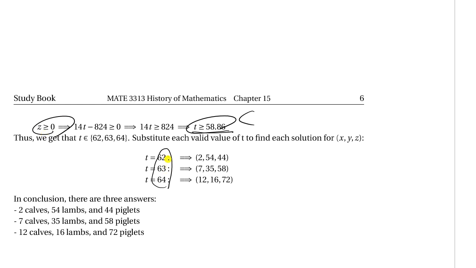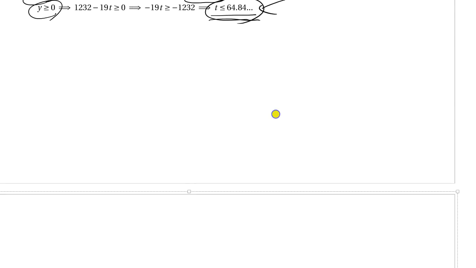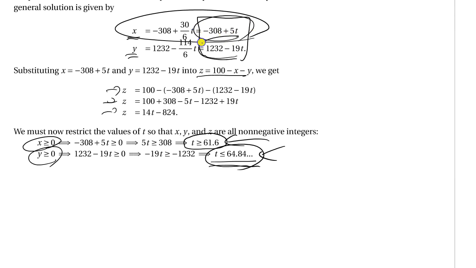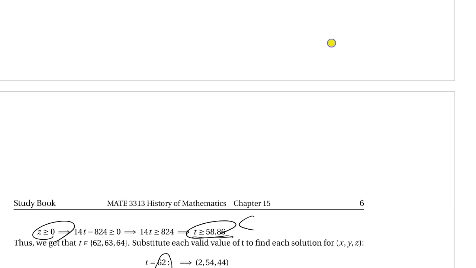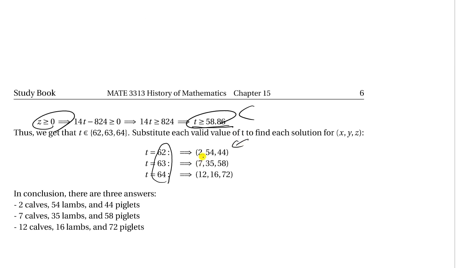And when you put these t values into the general solutions of x, y, z here, then these are the corresponding x, y, z values. So we have three different cases satisfying the given condition of the animals the farmer bought, right? The first case is 2 calves, right? And 54 lambs and 44 piglets, or this one, or that. And through the homework assignment, please enjoy this whole process.